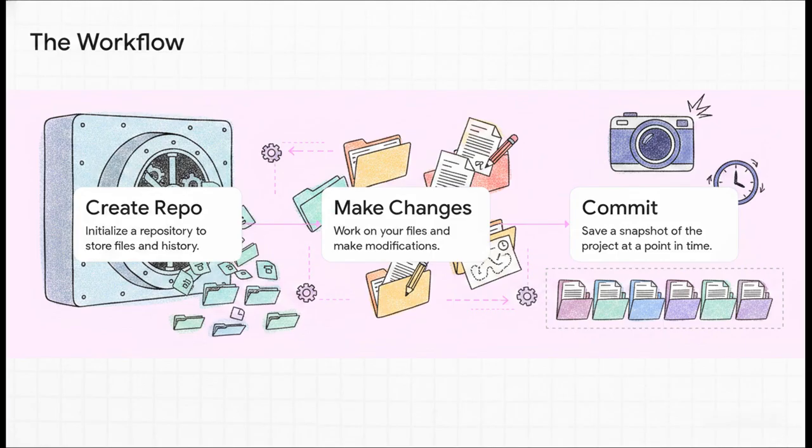First, you create a repository, or a repo. Think of that as your master storage vault for all your files and their entire history. Then, as you make changes, you periodically make what's called a commit. A commit basically takes a perfect, high-fidelity snapshot of your entire project at that exact second.